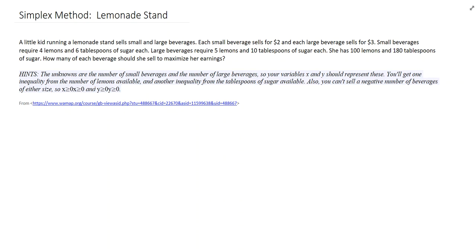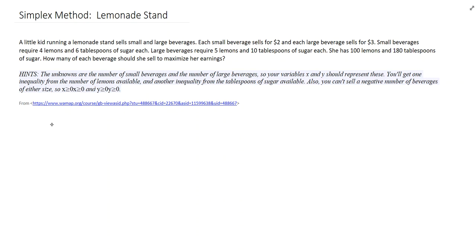Small beverages require 4 lemons and 6 tablespoons of sugar, and large beverages require 5 lemons and 10 tablespoons of sugar each. She has 100 lemons and 180 tablespoons of sugar. How many of each beverage should she make in order to maximize her earnings?